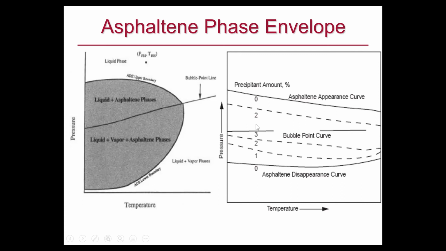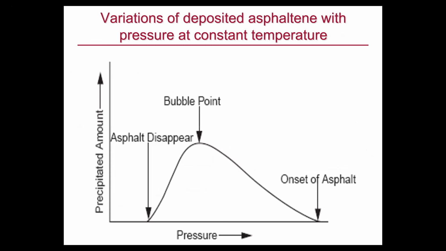So this is a bubble point, the amount of asphaltene above bubble point: 0, 2%, 3%, 2%, 1%, 0. Okay, this is a lower point. This is onset of asphaltene. This is bubble point, the maximum amount of asphaltene. And then below bubble point, light component comes out, and therefore the heavy components get closer to each other, and therefore asphaltene can go back to solution.